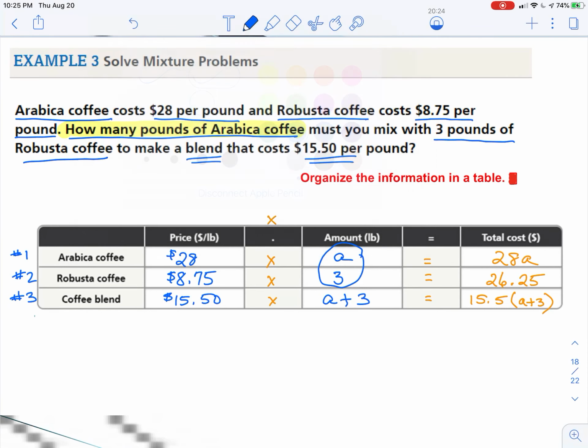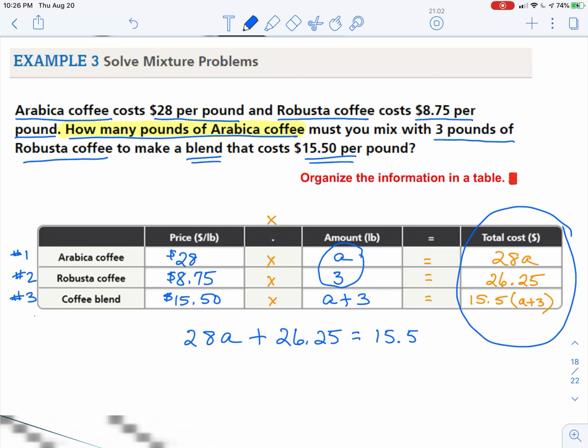So let's go below and solve this problem. So we have 28A. I'm taking this column right here and I'm going to put this together. So we're mixing together a mixture of the Arabica coffee. That's 20. We find the value of this. So 28A plus the mixture of the Robusta coffee, which is 26.25, equals the coffee blend, the total cost of the coffee blend, the value of that. And there's our equation.